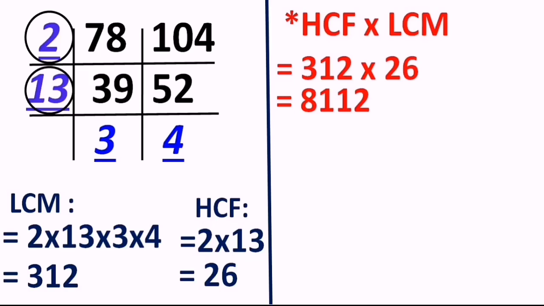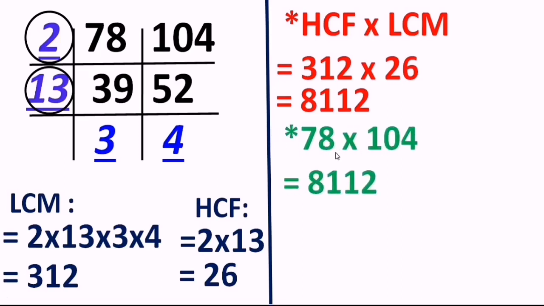Okay, now let's see what product we get when we multiply 78 and 104. And to your surprise, when you multiply 78 and 104, again we get the same answer, that is 8112. Isn't it surprising? Isn't it nice, boys and girls? This will tally your answer. If you check in this manner, you will immediately come to know whether your answer is right or not.